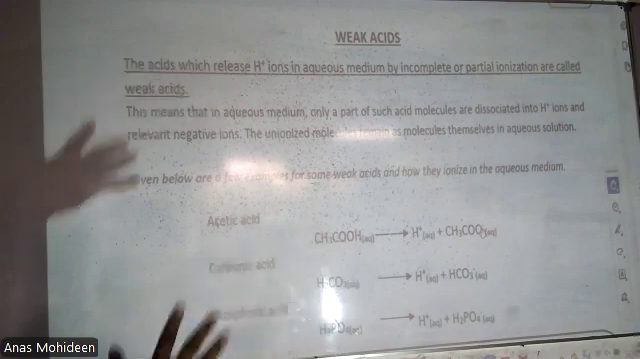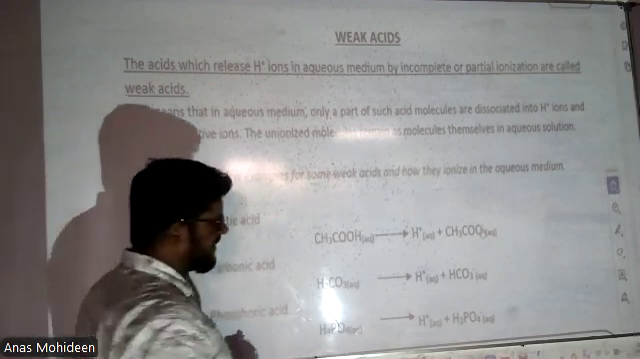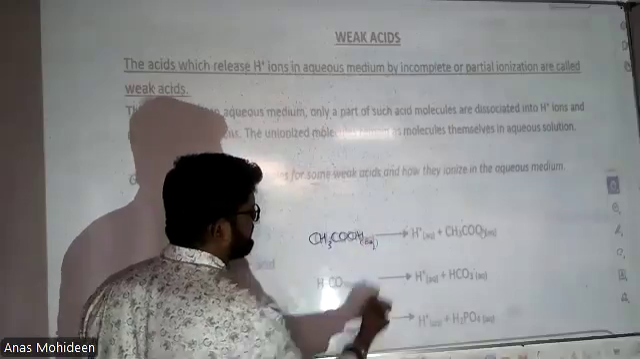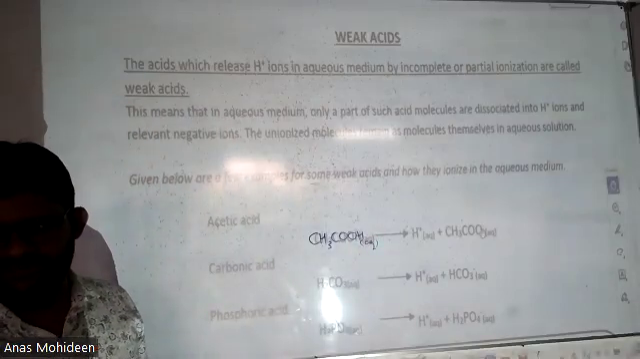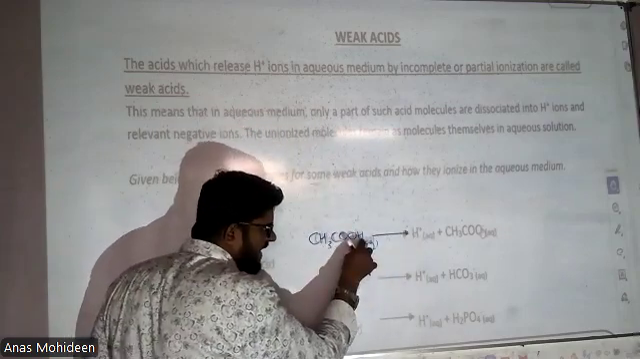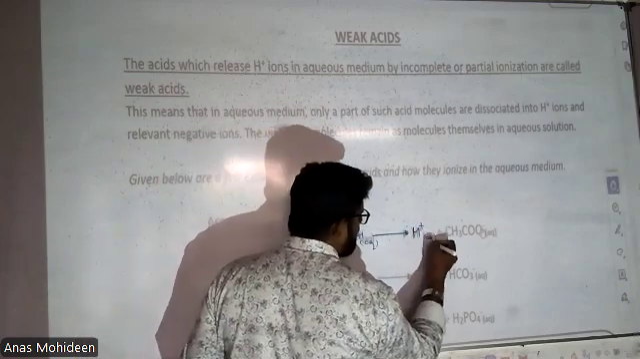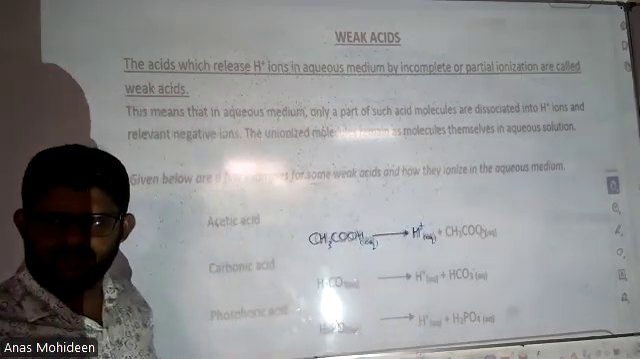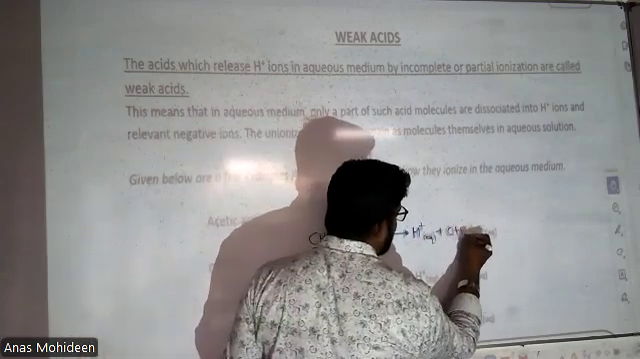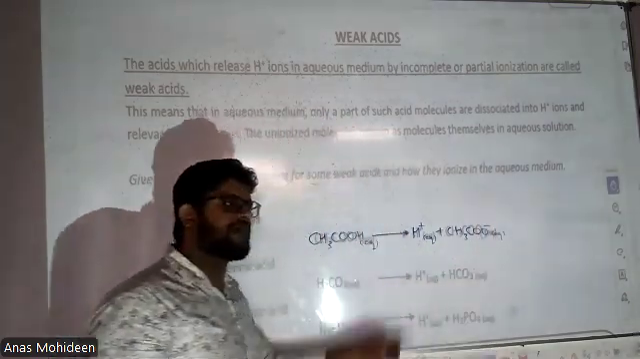So only a part will be released. What are the examples? Acetic acid. Look at this. CH3COOH. Now, in this CH3COOH, H is the ion to remove. So H plus is released. It is ionized, leaving the anion. Anion means the minus ion, as CH3COO minus.